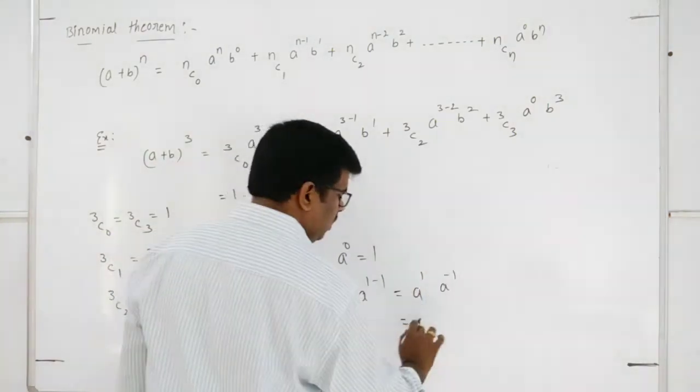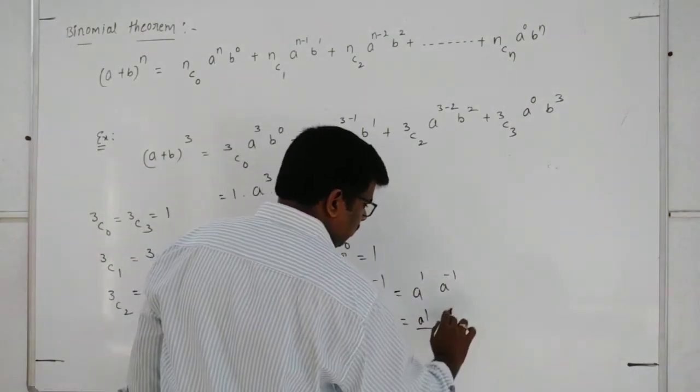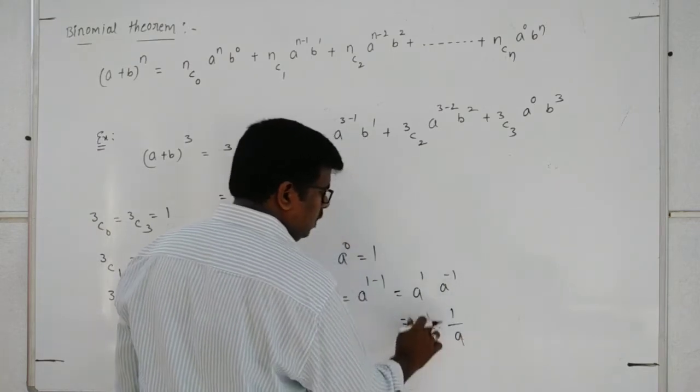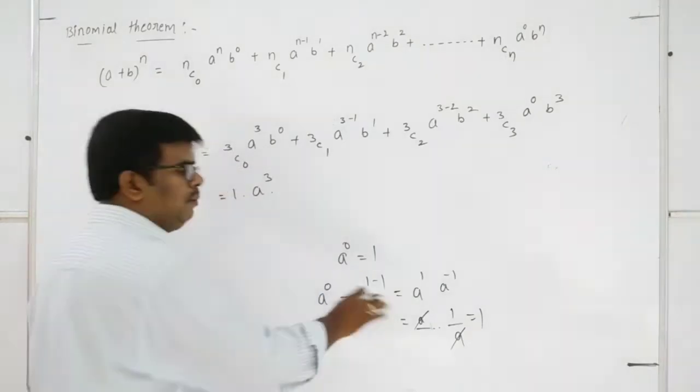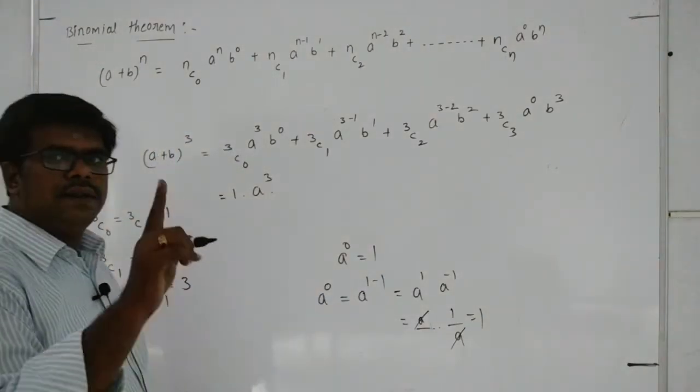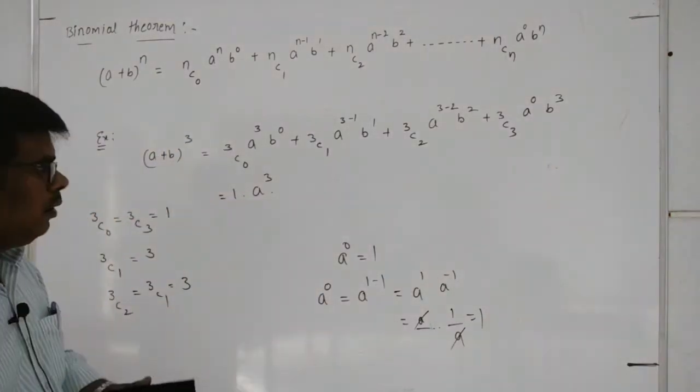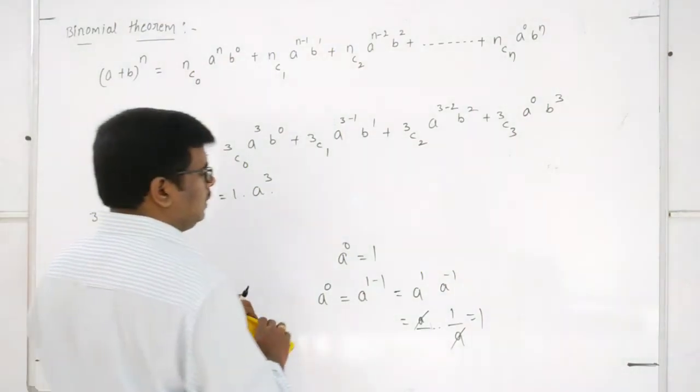A power minus 1 means 1 by a, or not? 1 by a. So this a is going to cancel. What will you get? 1. So anything power 0 is 1. Anything power 0 is 1. Okay.